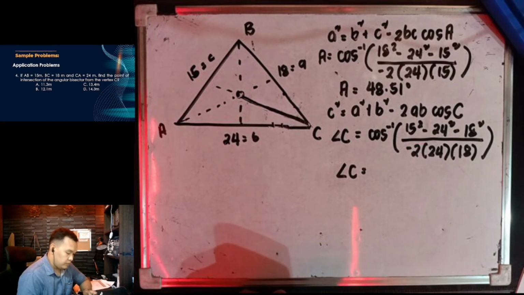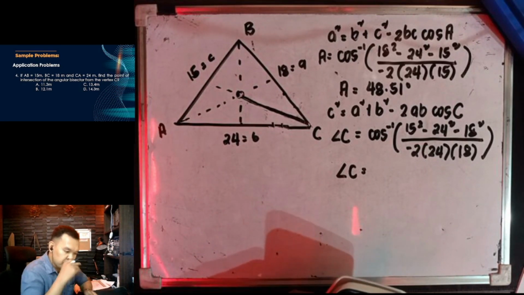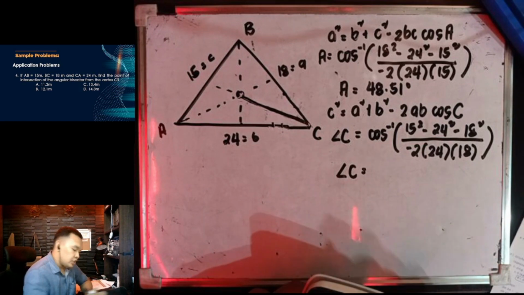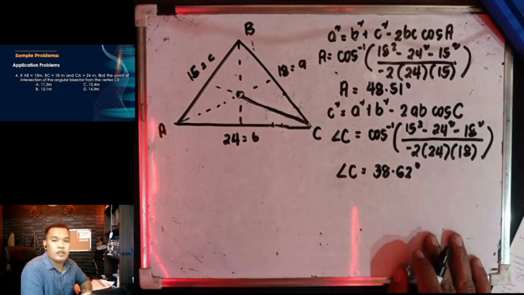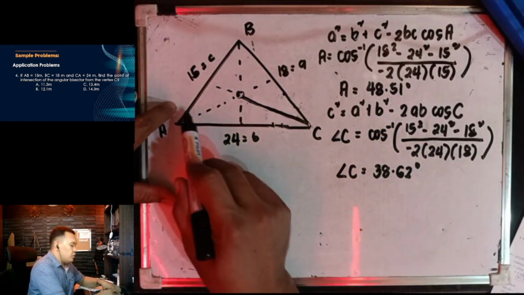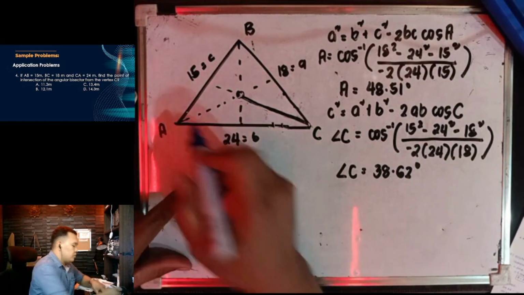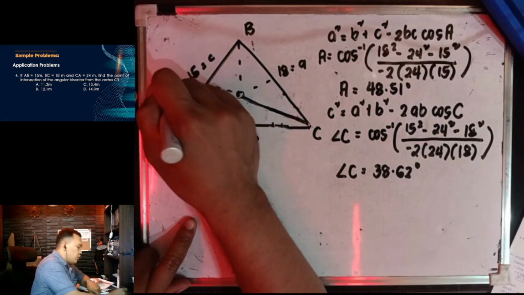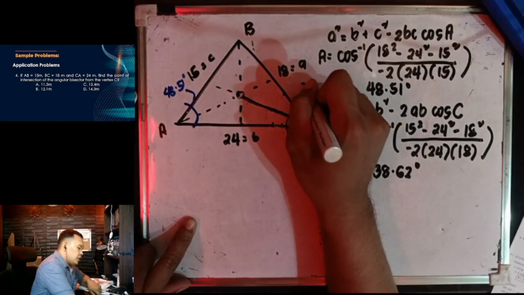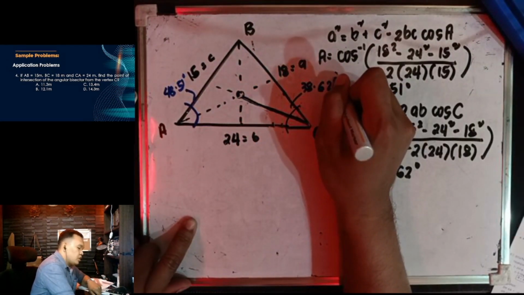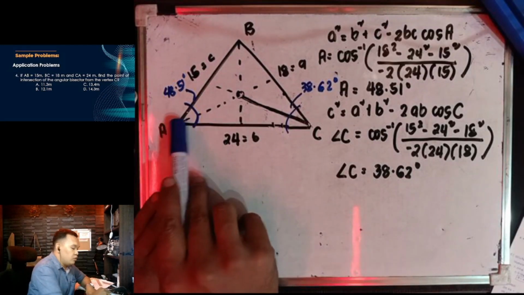So we have angle 38.62. So we have here angle C is 38.62 degrees. Okay? So yung angle dito is equivalent kay 48.51 degrees. Then yung angle dito is equivalent kay 38.62 degrees. Right?